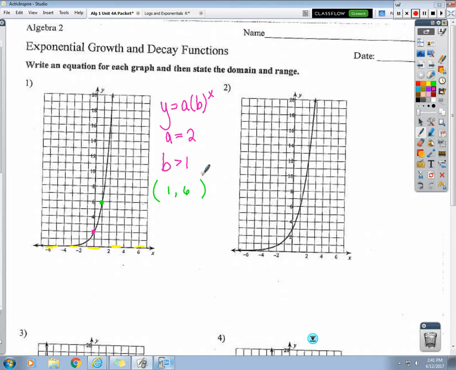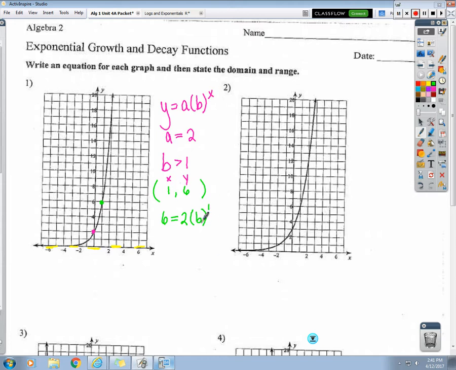Well, isn't that 1 an x value? And the 6 is a y value? So now watch what I'm going to do with those points. Okay, watch the board so you don't miss it. I'm going to rewrite y equals a times b to the x. But in the y place, I'm going to put the 6. In the a place, I'm going to put the 2. In the b place, I don't know it yet. All I know about it is it's greater than 1. And in the x place, I'm going to put 1.